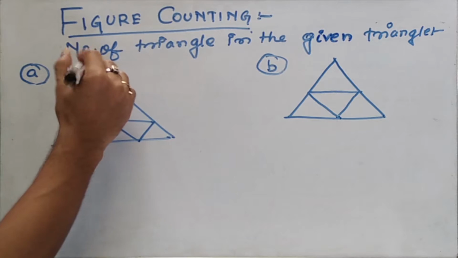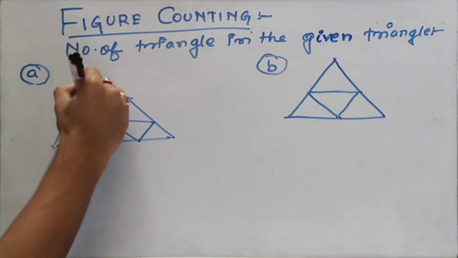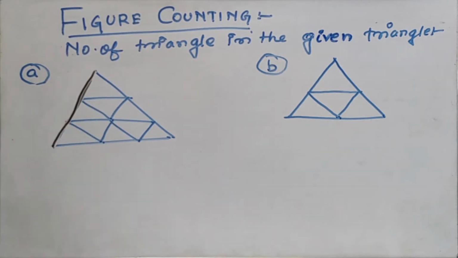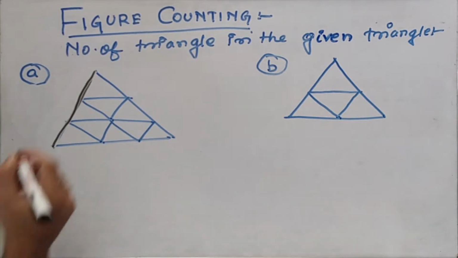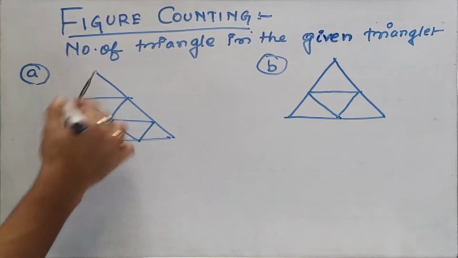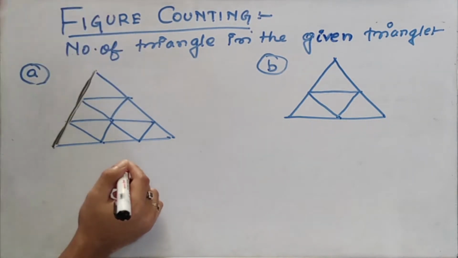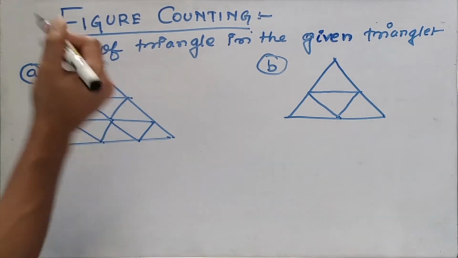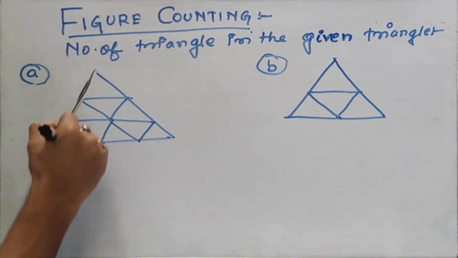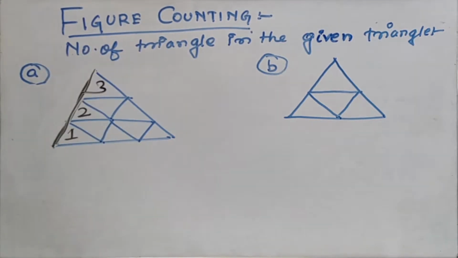or attached with the right hand side of the triangle. Okay, which means this side, right hand side. So total number of triangles which are attached with the right hand side of the triangle. Sorry, I am showing the left hand side. You can take the right hand side also, no problem. So which are attached to the left hand side of the triangle, 1, 2 and 3.